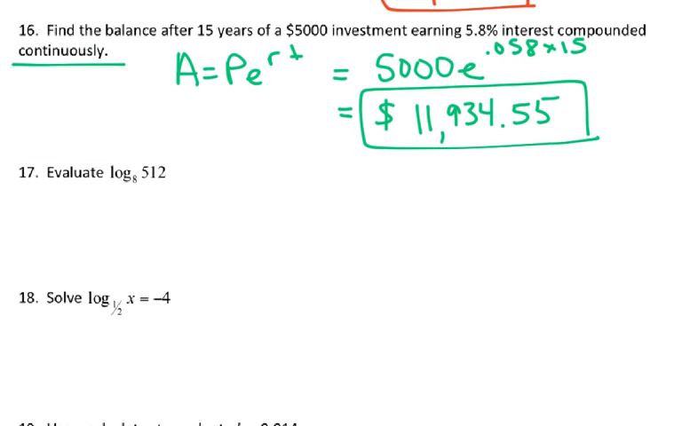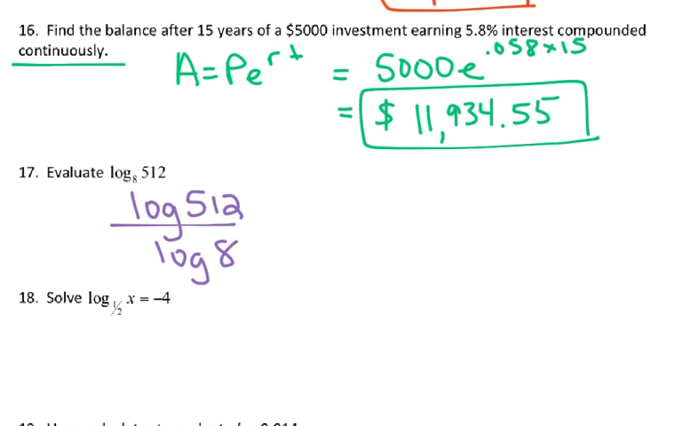Number 17. Find the log base 8 of 512. If you have log base on your calculator, you just press the math button and you use log base and then plug in the numbers. If you don't have log base, because you have an older version of the graphing calculator, then you need to use the base change formula. The base change formula is really easy. You just do the log of 512 over the log of 8.